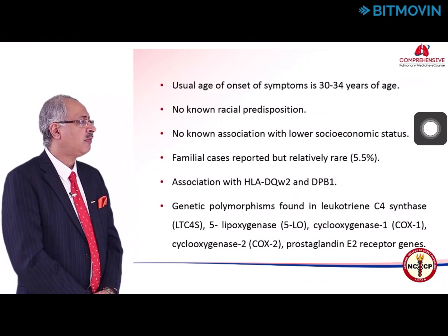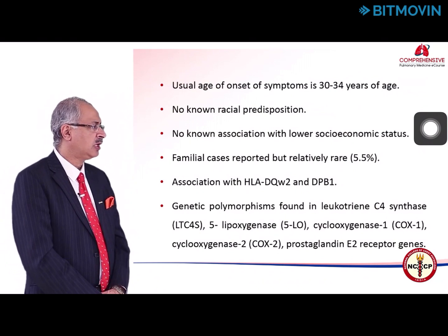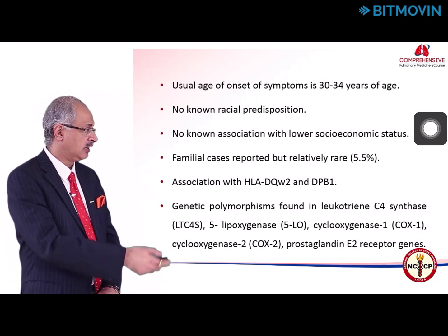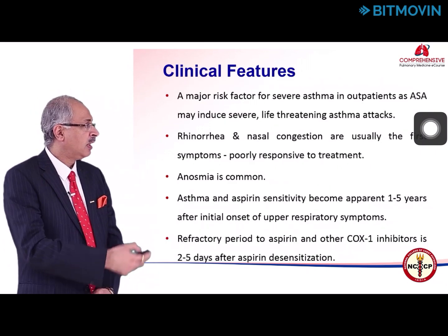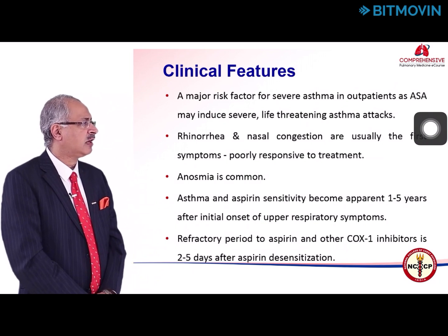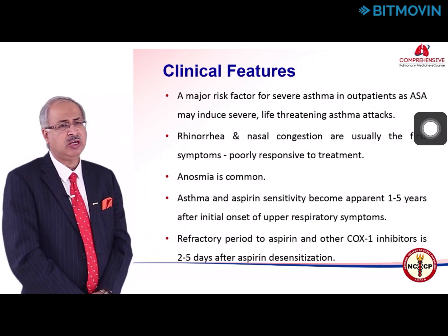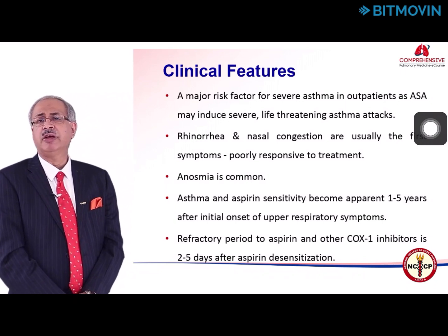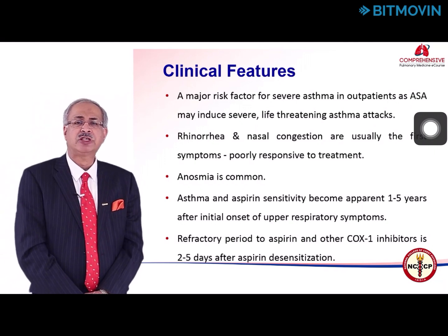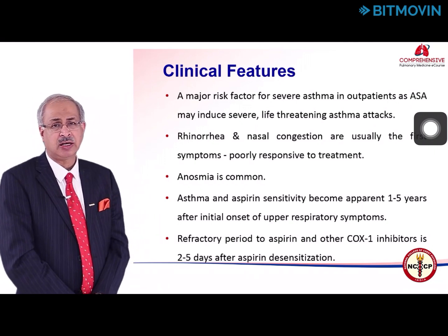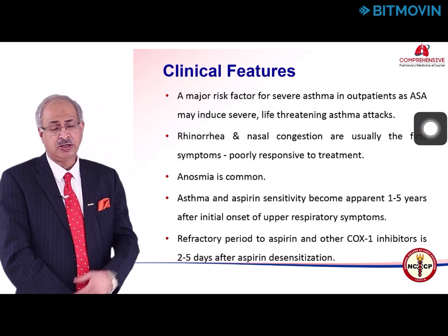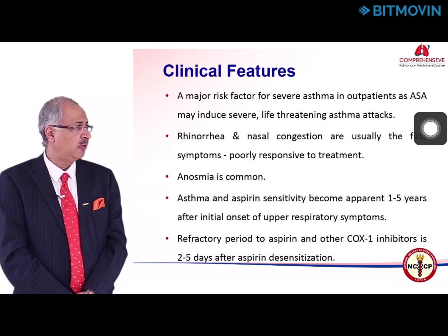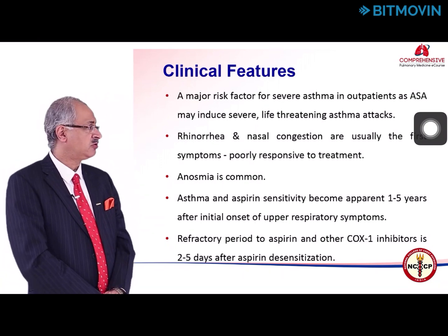Usually we see it in young adults, there is no racial predisposition, but we know it is associated with certain HLA serotypes, and the clinical feature is that a major risk factor is aspirin, as ASA may induce severe life-threatening asthma. That means if somebody takes any non-steroidal anti-inflammatory drug or aspirin, they can have a precipitation of acute severe asthma right there, immediately after ingestion of the drug. Rhinorrhea and nasal congestion can be the first symptom and asthma could come later, but they are poorly responsive to treatment.